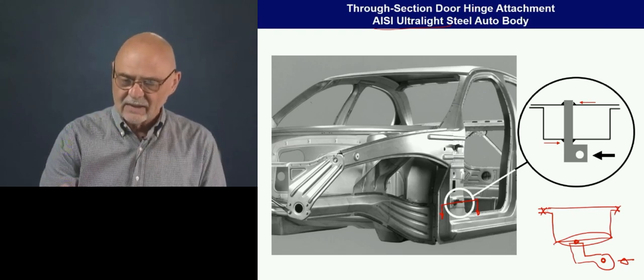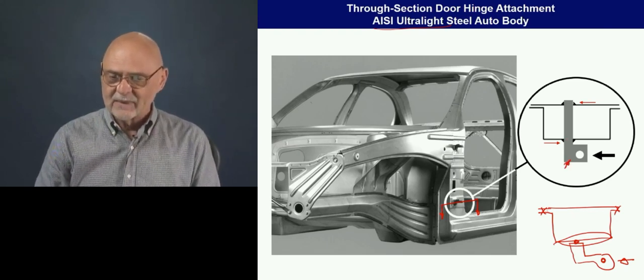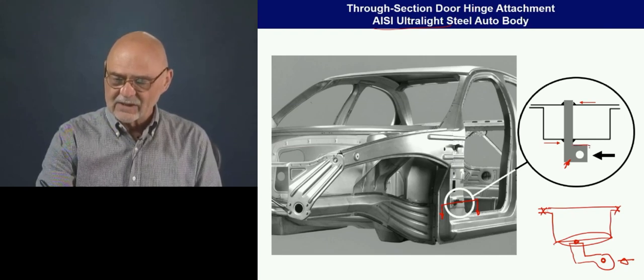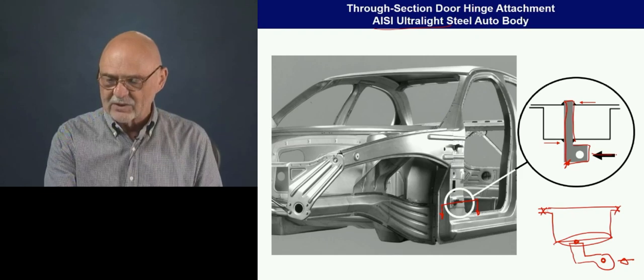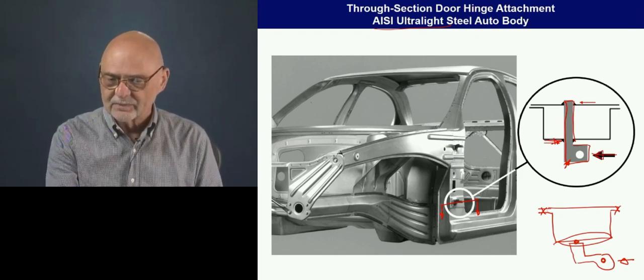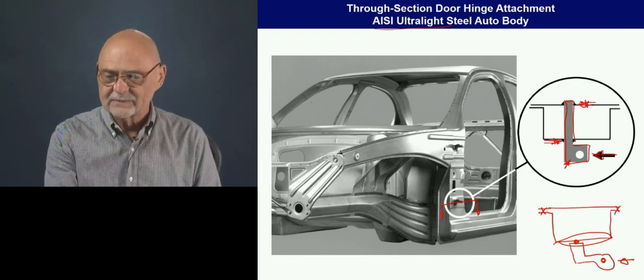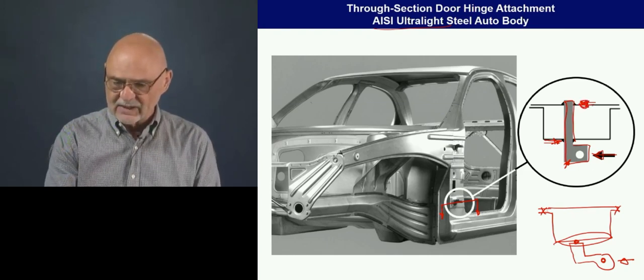And here's the design for this ultralight steel auto body. The hinge actually goes through the hinge pillar, so when we apply a large load like that, it's reacted by the shear walls of the section directly. Okay, so not much distortion would be occurring in this case.